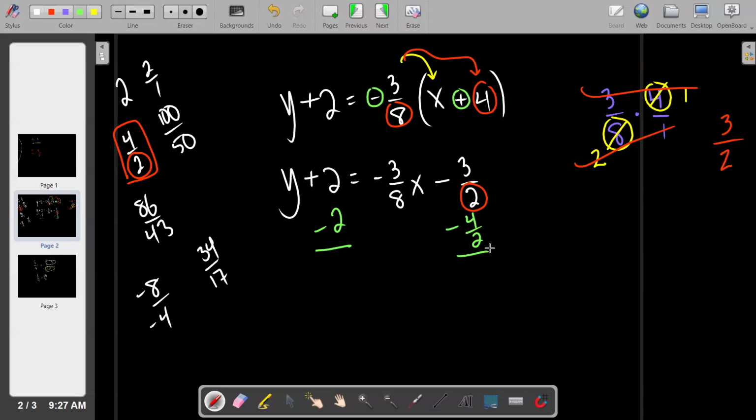but I have to play nice. In the land of fractions, you just have to follow the rules. And adding and subtracting, the rule is you need a common denominator. Okay, apples and apples. So these are going to go away, and we're going to be done. We're going to have y equals -3/8 of x minus something over 2.